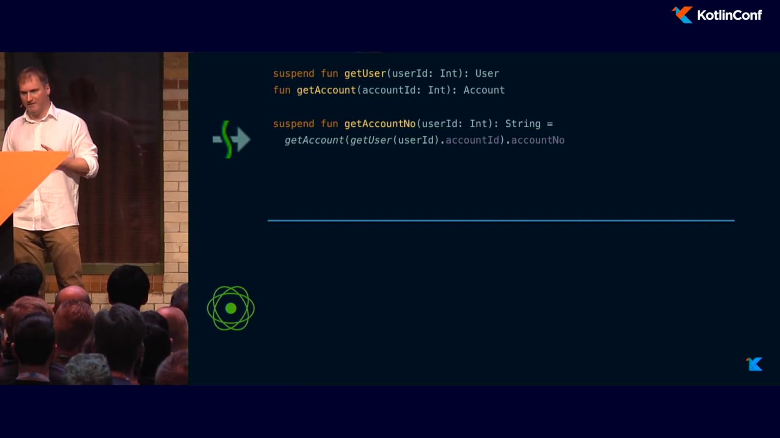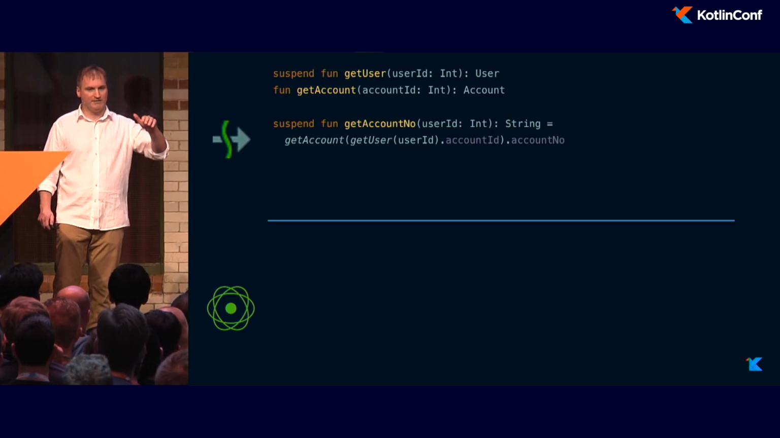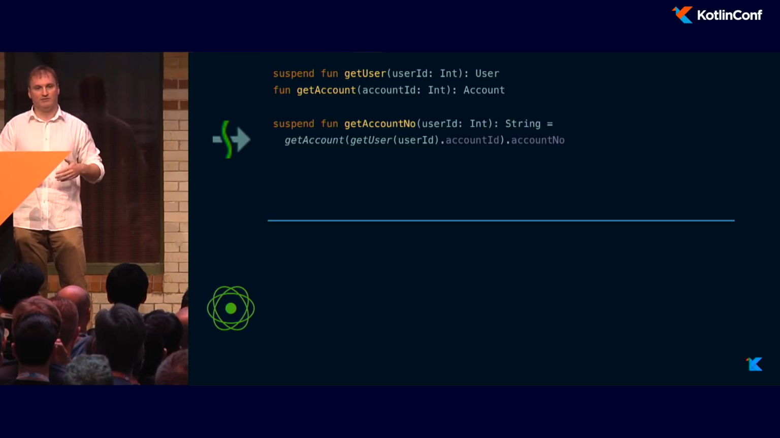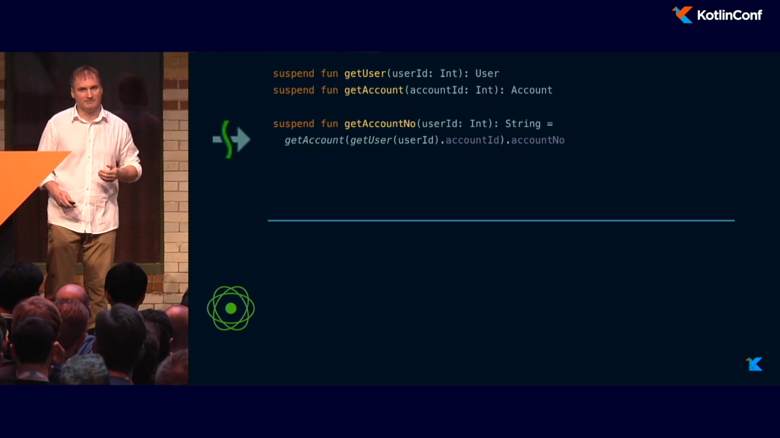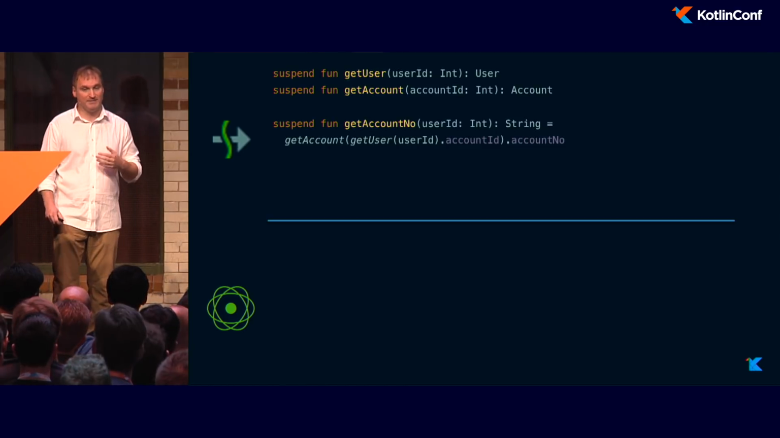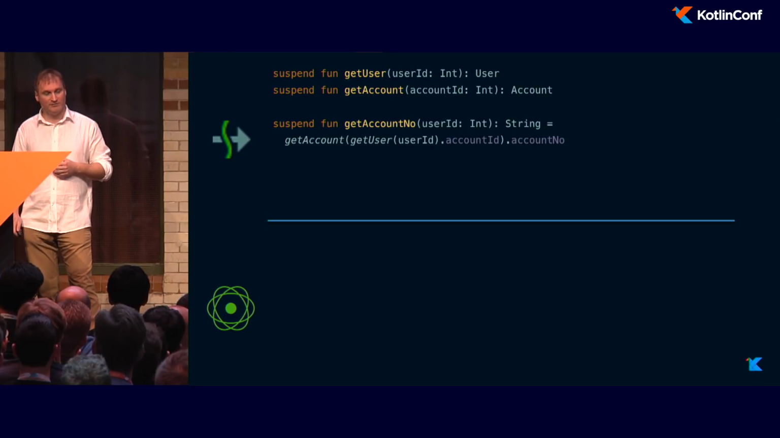So the question is, what happens if you have code like that and your function turns from being a blocking function to an asynchronous function? In the case of coroutines, nothing really changes in your code. The same code works as before. Now, what happens with reactive programming?